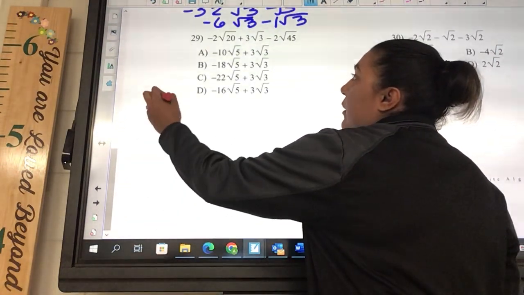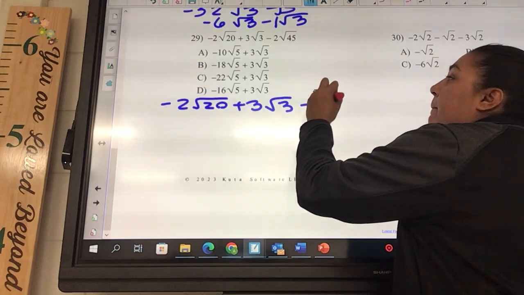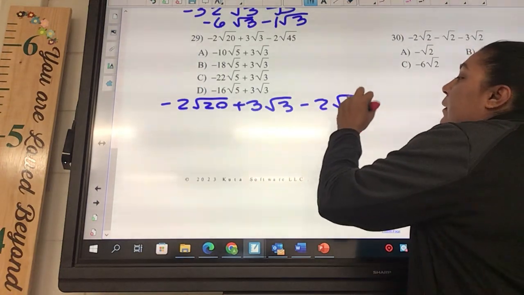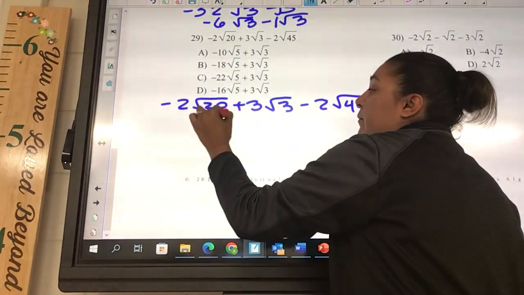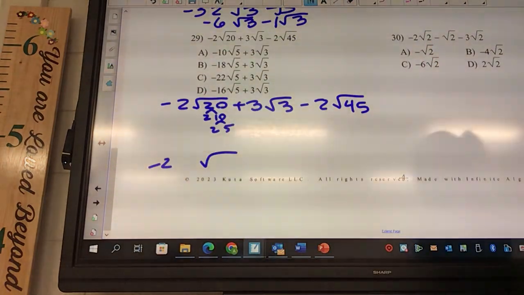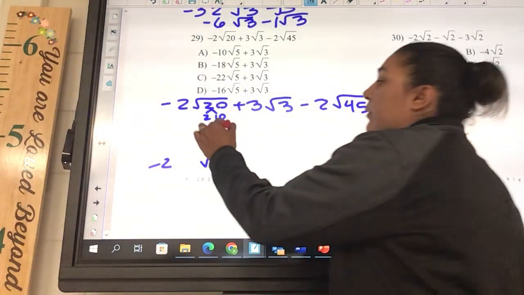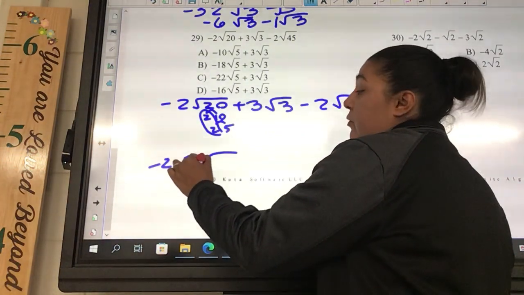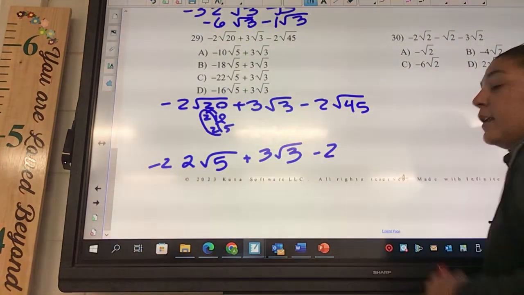Okay, 29 is similar. We gotta condense these down. Okay, so for 20, I got 2 and 10, 2 and 5. What is this 20 going to become? Who can go? You're thinking too hard. Who can go? A group of 2s. Who cannot go? 5. So it's going to become 2 square root of 5. Okay, the 3 square root of 3 cannot be simplified. Okay, and I'm dropping that 2 down.